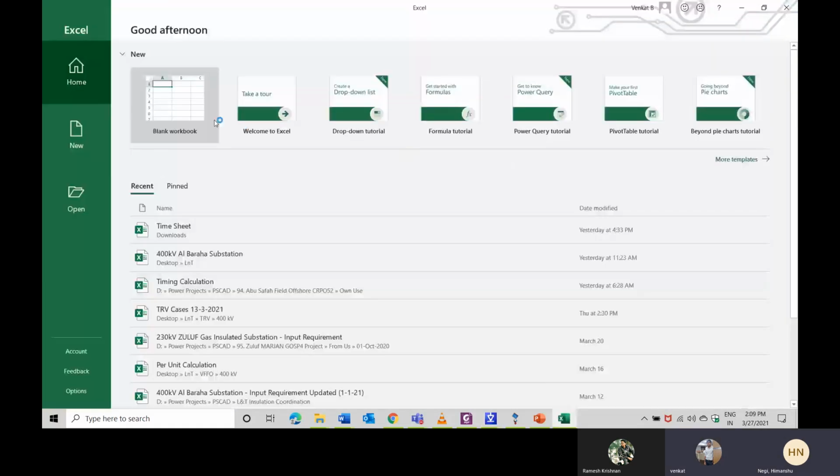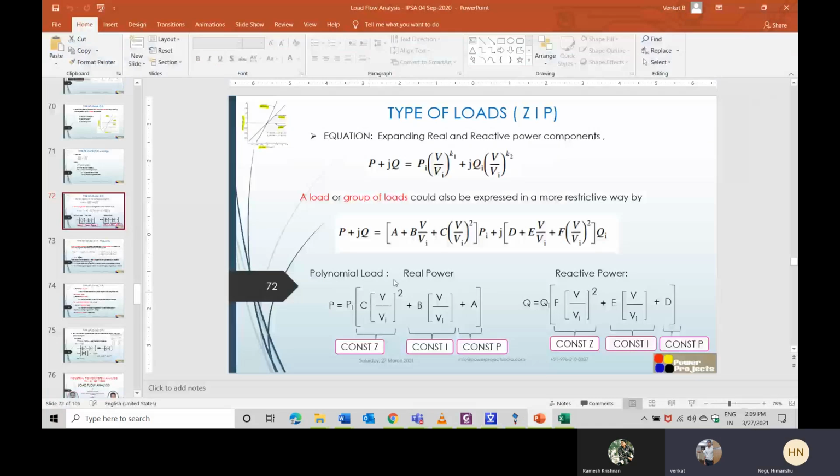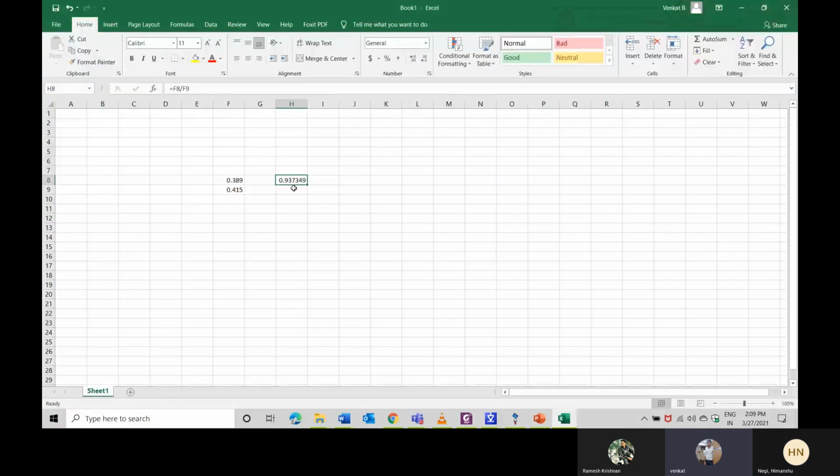0.937. 0.389 and the other one is 0.415, right? The value which we get is divided by this value. 0.937 is the voltage which we get, right? This represents this point in the equation, V divided by Vi. Then what is the voltage which we have got now? 0.93739. Okay, then what we have to do? We have to take the square of this, right? As per the equation.